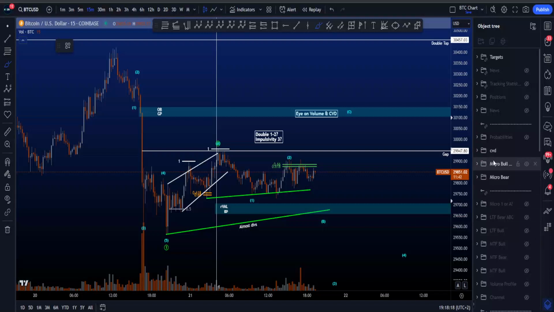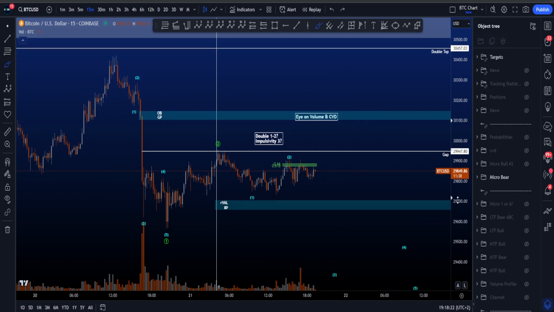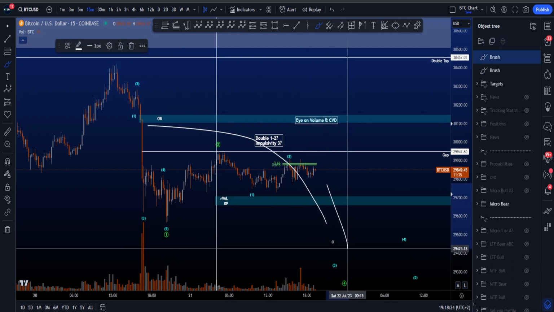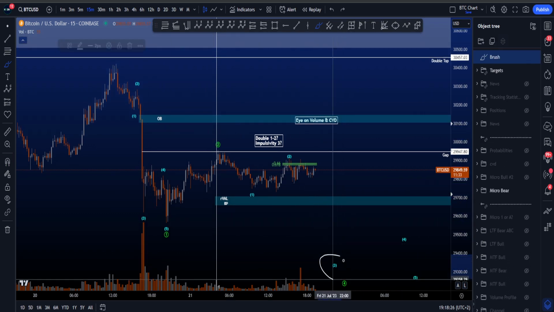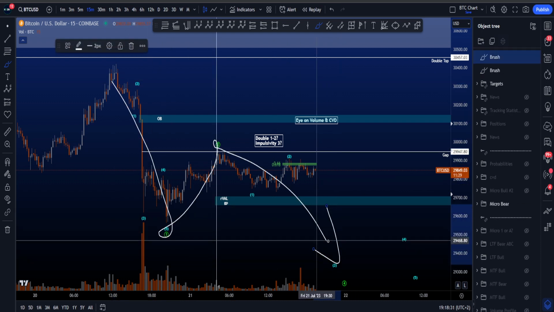Hi everyone, let's go over my micro, bullish and bearish Elliott Wave scenarios on Bitcoin. Starting with the micro bearish scenario, where we are still expecting a continuation to the downside in a wave 3, after we have a wave 1 finished, wave 2, and now a bigger wave 3 to the downside.